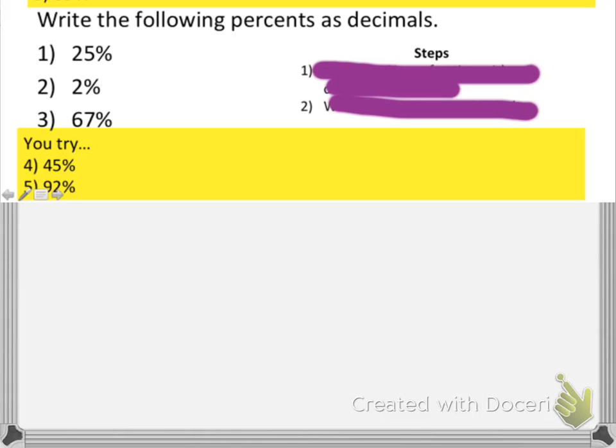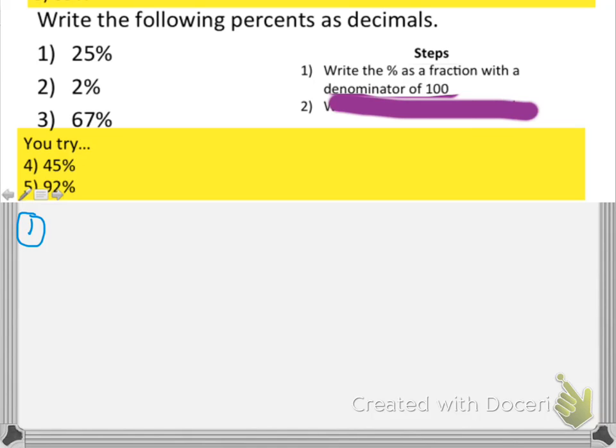The next thing we're going to talk about is writing percents as decimals. So we've written percents as fractions. Now we need to write them as decimals. And our first step for this is exactly the same as writing percents as fractions. Our first step is to write the percent as a fraction with a denominator of 100. So if we're doing number 1 together, remember 25% means 25 out of 100. So we've done step 1.